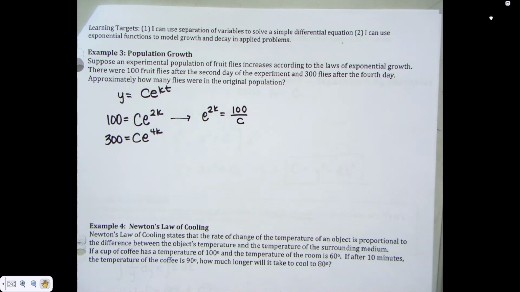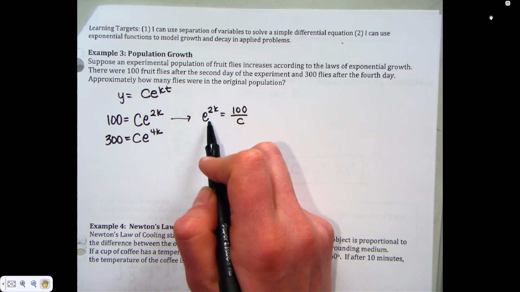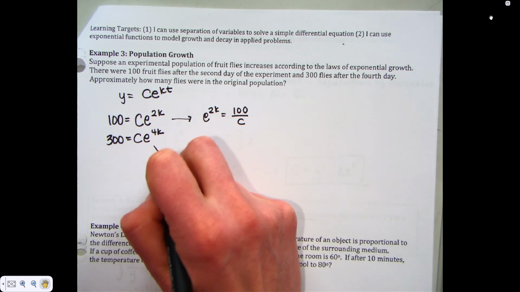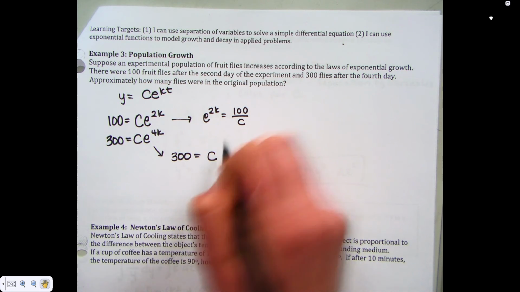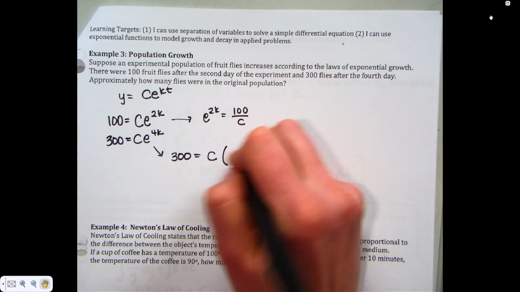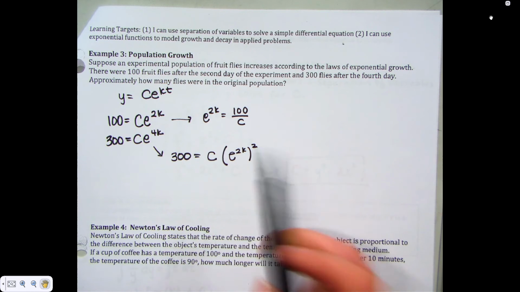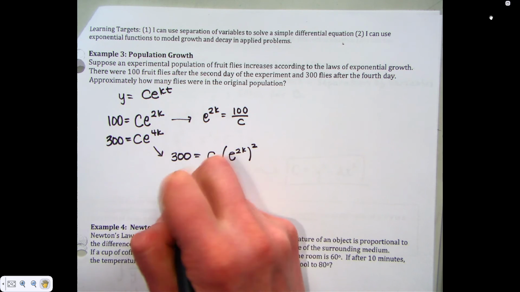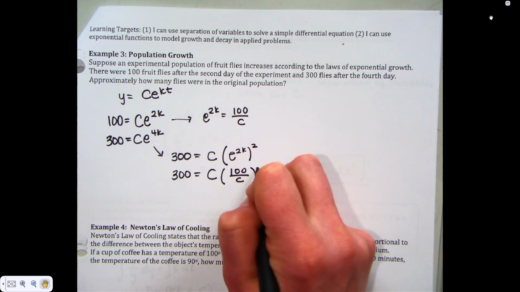I don't want to go all the way down to solving for k. It would get pretty messy here. But a neat trick, e to the 2k squared would be e to the 4k. So I can use that to rewrite the second equation. That would be 300 equals c, and then e to the 4k would just be e to the 2k squared, right? Power to a power you multiply, so e to the 2k squared would be e to the 4k. That would mean that I could substitute in 100 over c squared.